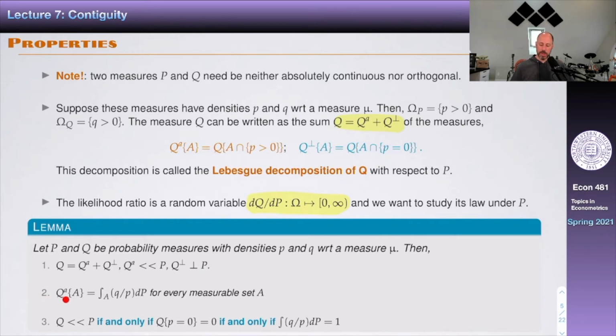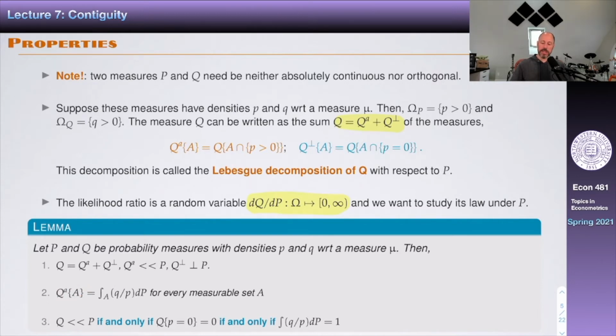Two, the part of Q that is absolutely continuous with respect to P satisfies the Radon-Nikodym theorem. So we can just write the probability of A as the integral over A of the likelihood ratio dP. This is what we had before, okay? And this holds for any measurable set A. Notice that this is not for Q, because Q doesn't need to be absolutely continuous, but we're saying there's a part of Q that is absolutely continuous. For that part, we can do this.